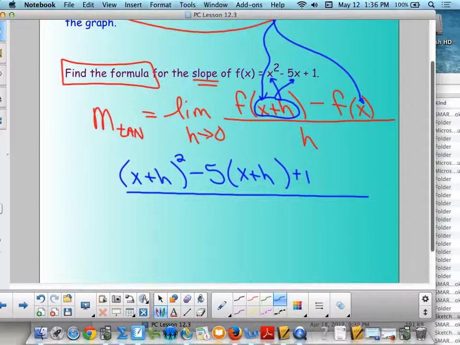Then it says to subtract the function f of x. When it says to subtract, please do this. I've already asked you to do this once or twice. Please put brackets or parentheses down. What is f of x? f of x is right here: x squared minus 5x plus 1. All of it divided by h.